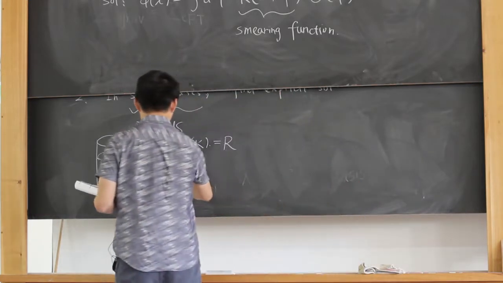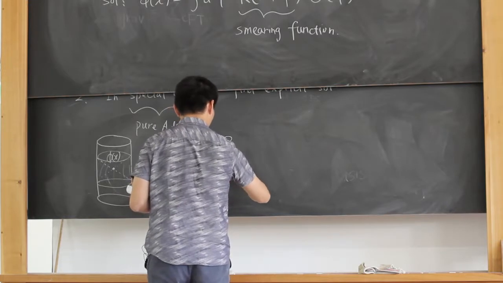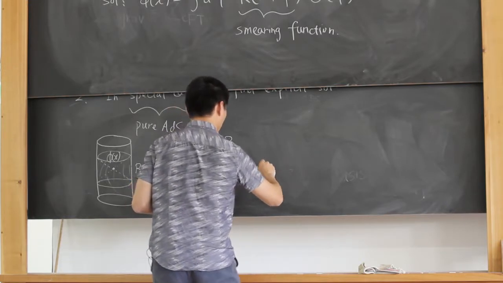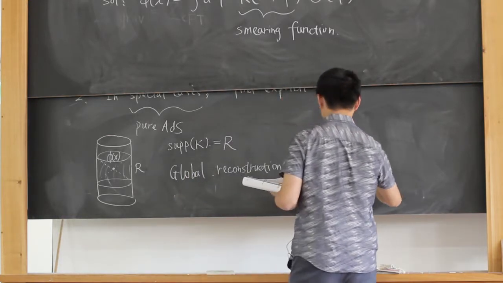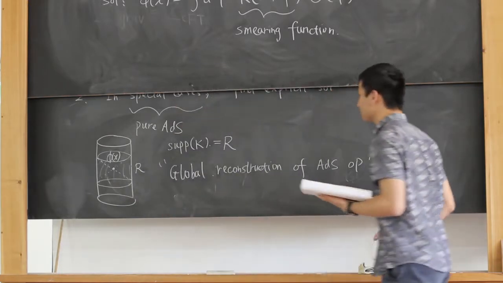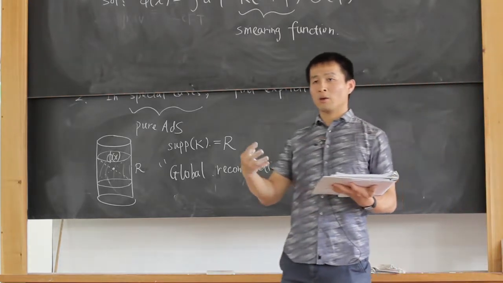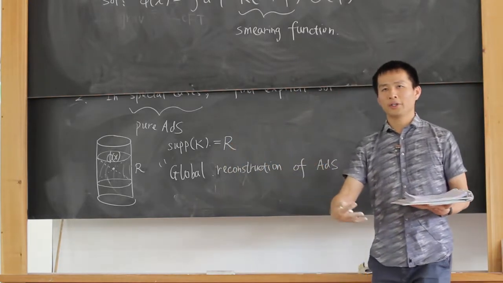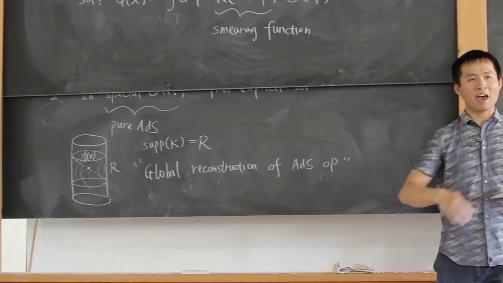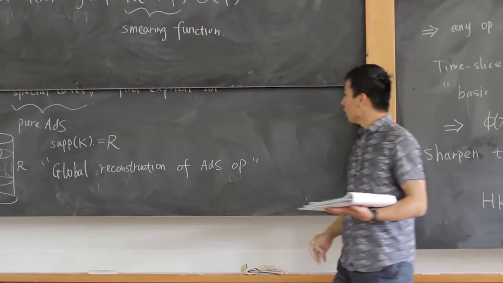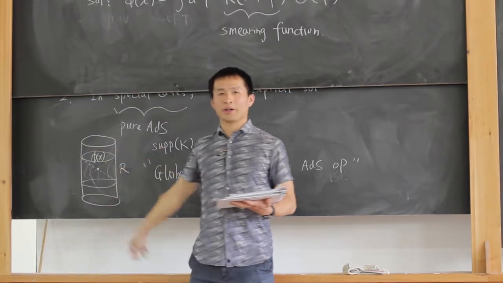This is called the global reconstruction of an operator in ADS. It's global because we are reconstructing an operator in ADS by using all the CFT data that we have everywhere. We will eventually get an operator which is supported everywhere in the CFT.